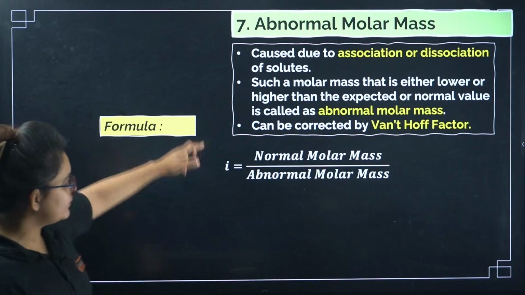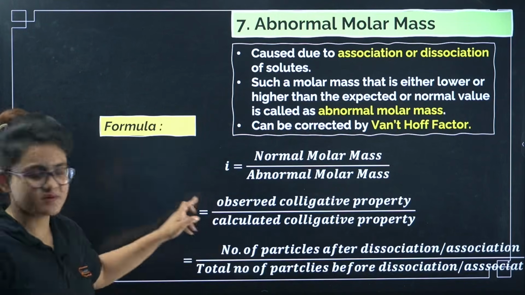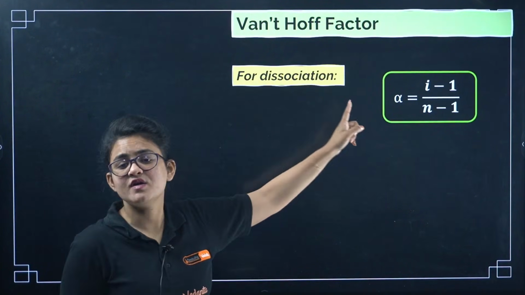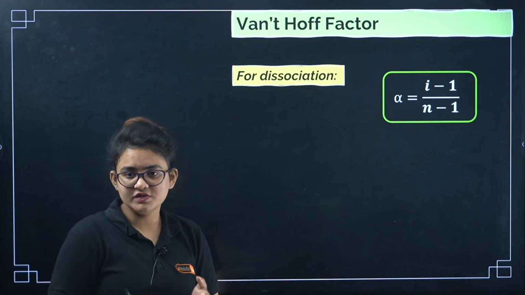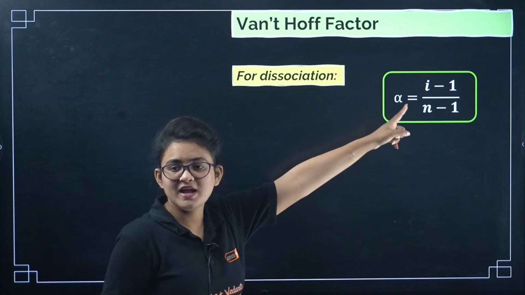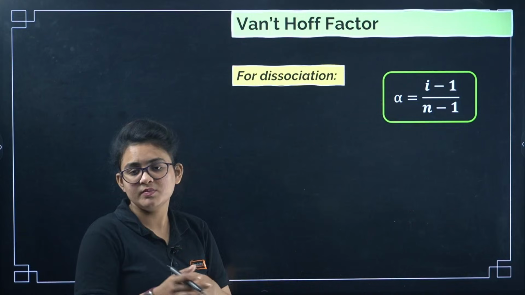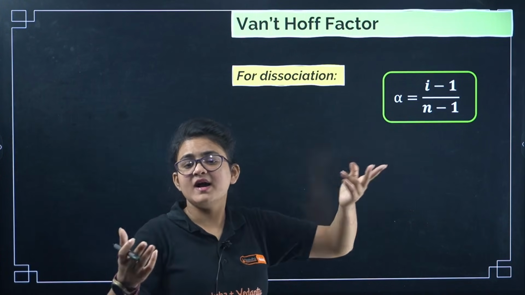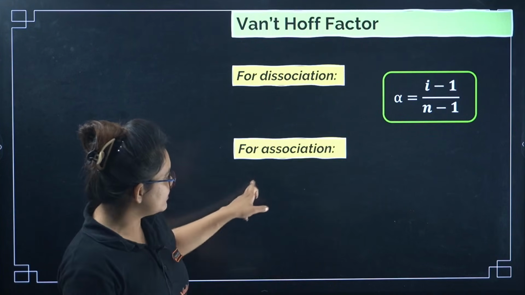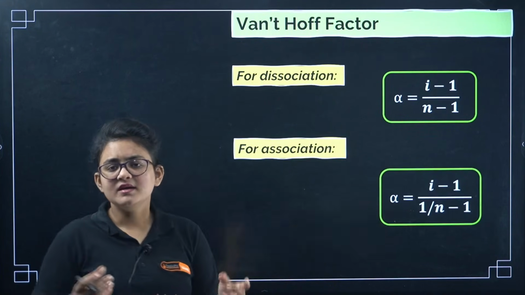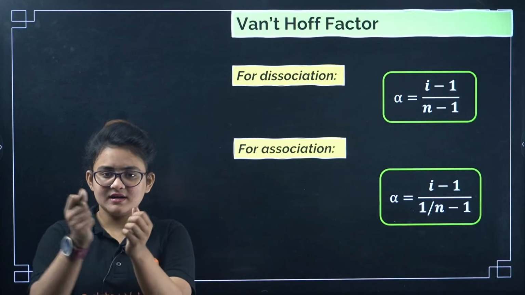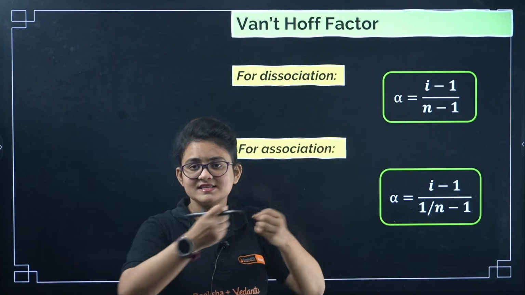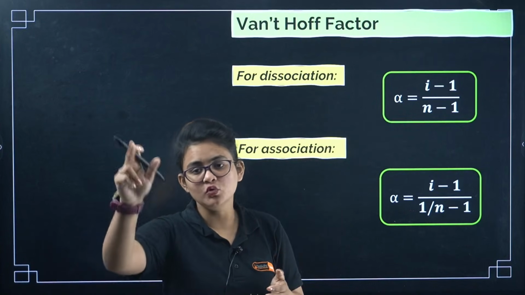Here you can see these are the formulas of the Van 't Hoff factor, three consecutive formulas, but in most cases we will be using this particular formula for association and dissociation in terms of alpha. What is alpha? Alpha is the degree of dissociation. For dissociation this is the formula. n is the number of particles after dissociation, and similarly after association. Maybe whenever you see two acetic acid molecules dimerized, n will be 1 by 2. But for dissociation, NaCl is getting dissociated into Na+ and Cl-, so n will be 2 here, like that.